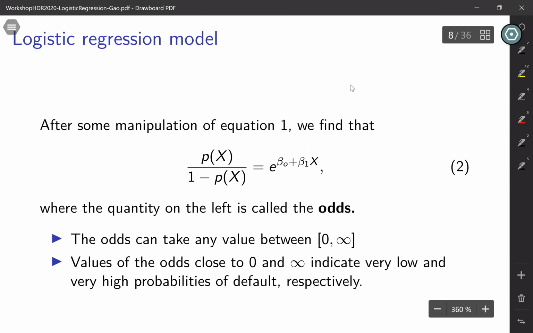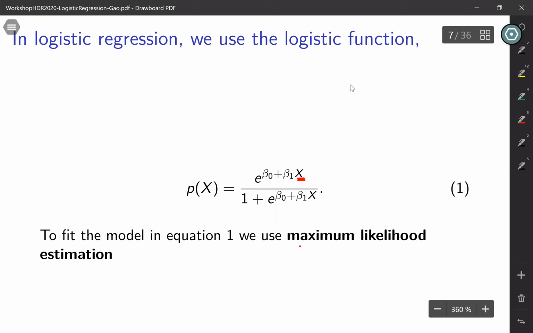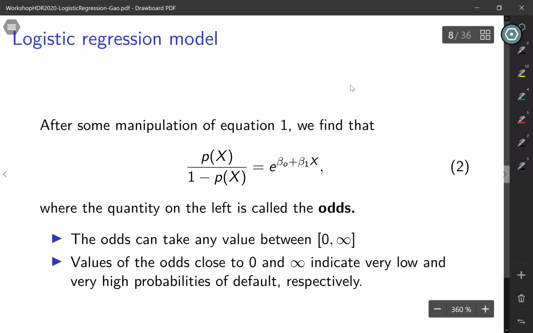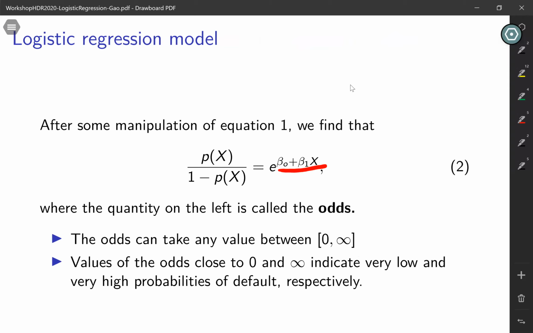And now here comes this. If we go back and do some simple algebra, we can rewrite equation 1 in the following format: p of x over 1 minus p of x, and the right side of the equation is very simple now. This is just the exponential of a linear combination. We're happy with that because finally we see something we are familiar with, a linear combination like in the ordinary linear regression model.